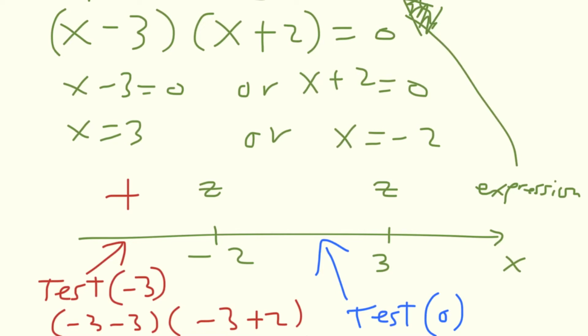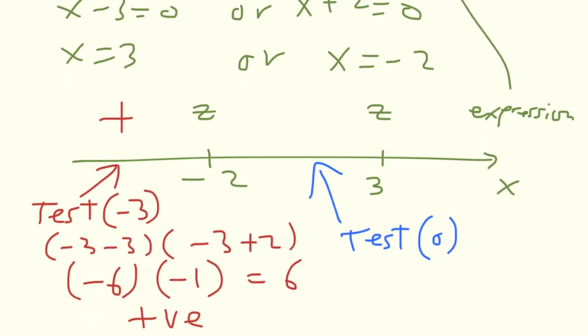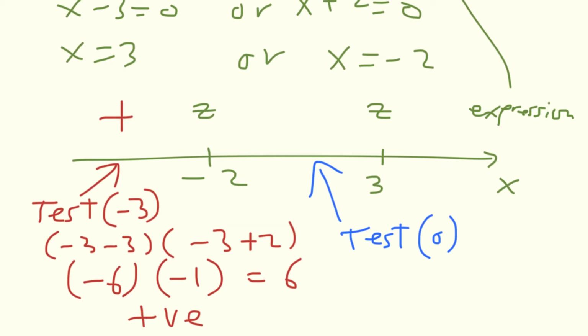Equal minus 6. So you're going to get here minus 6, which is negative. So you put a big minus here. Okay, similarly, you're going to do the test here. And if you do that, I'll leave this for you to try. It will be a big plus here.